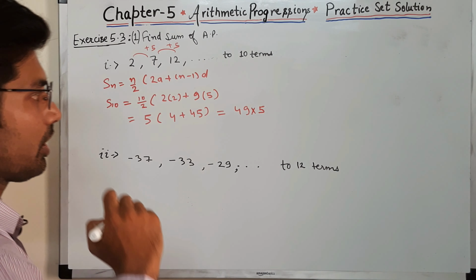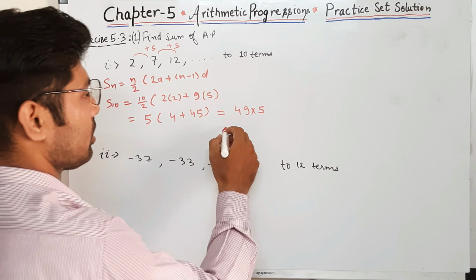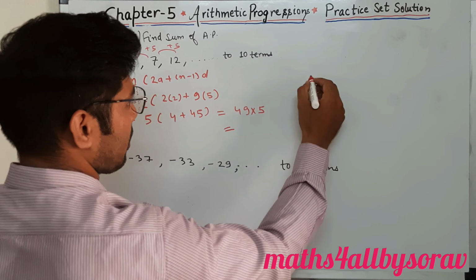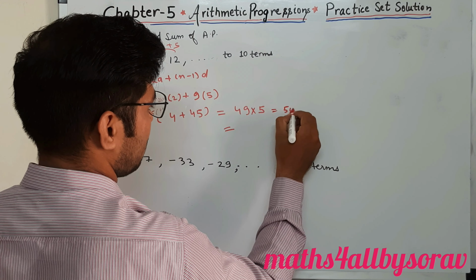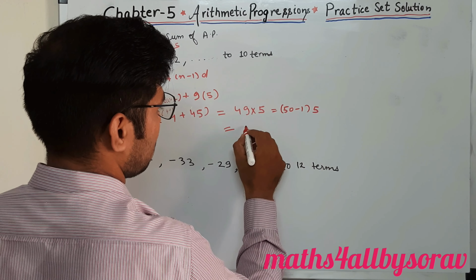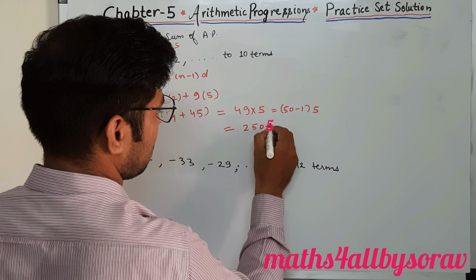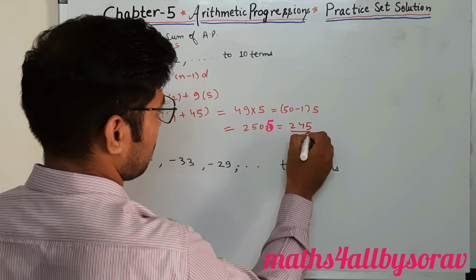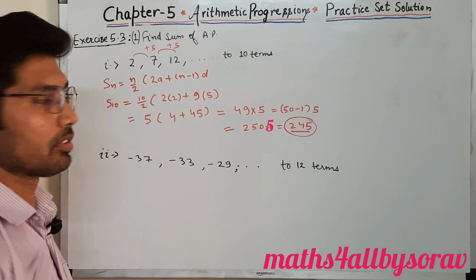So 49 into 5, which you can also say 50 minus 1 into 5. It's a simple trick. 245. Okay, the sum will be 245 for this one.